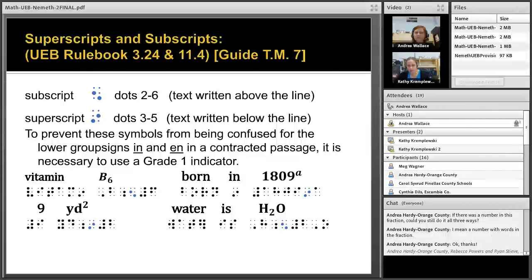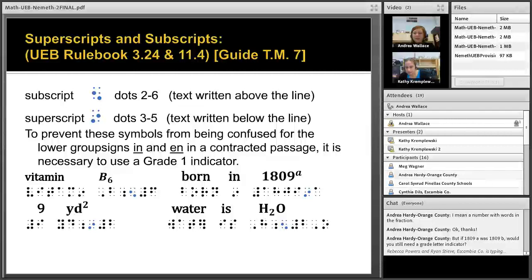Oh, others are typing. I'm wondering if they're thinking the same thing. So like with the Nemeth, you have the indicator to bring it back up or down to the line. In UEB, it only applies to the very next thing. So it only applies to whatever is directly next to it. So you don't have to worry about going back to baseline. There are ways though, let's say it was vitamin B624. There's ways of adding more to that with grouping symbols, but to learn about that, I suggest go to the Guidelines for Technical Material, section 7.